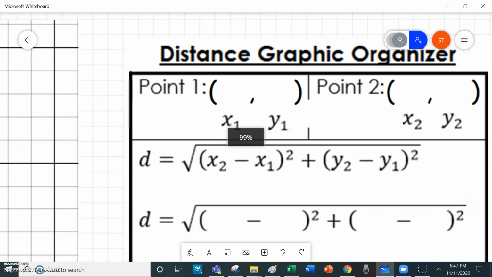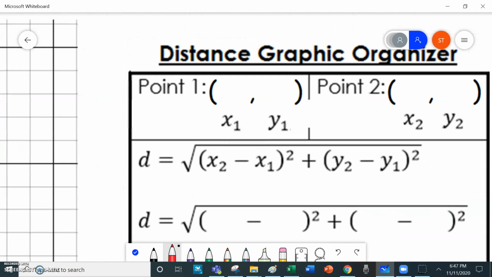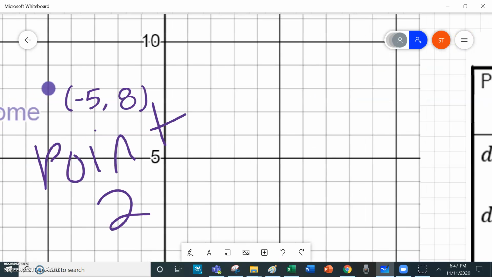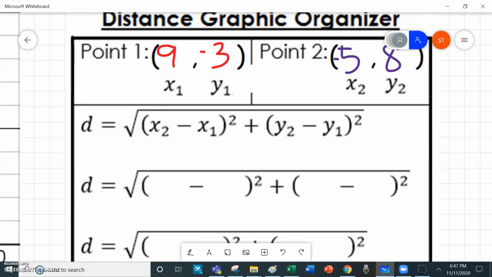So we'll go in. Point 1 is work, 9, -3. Point 2 is home, -5, 8. Double check that. Coming over here. Yep. So we are ready to go.